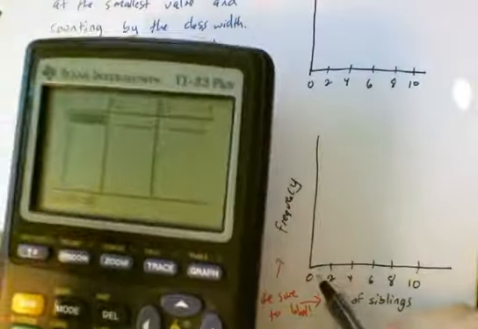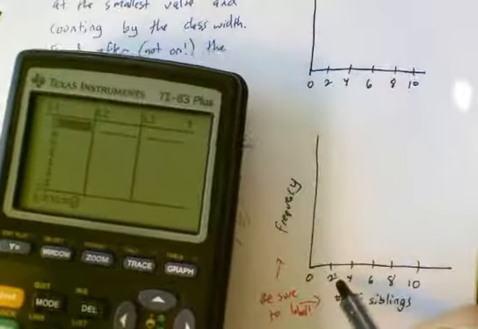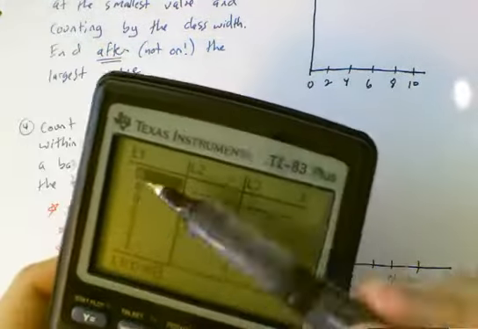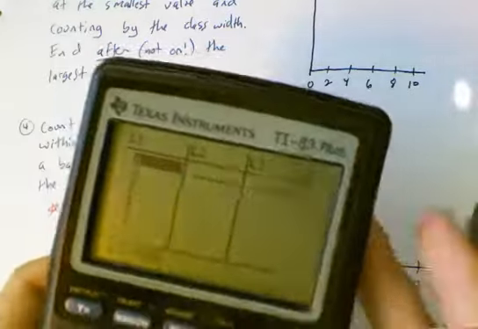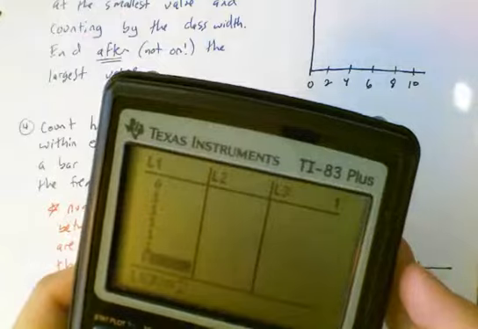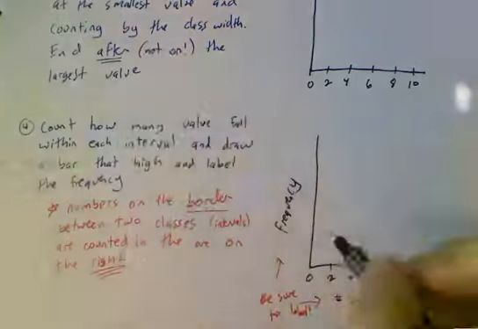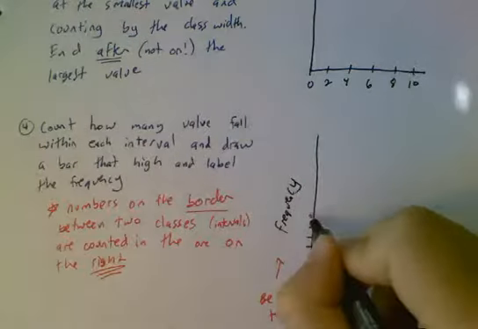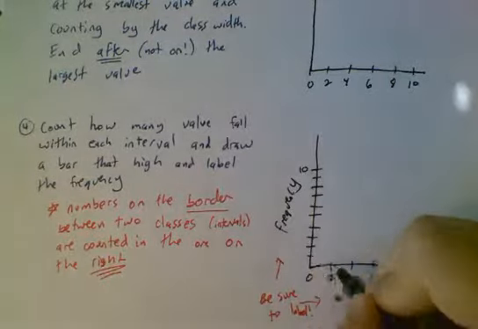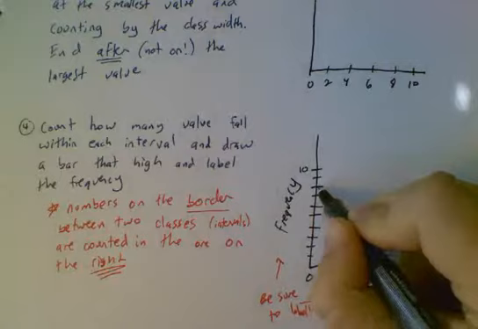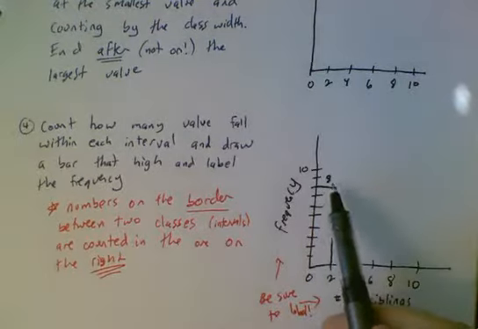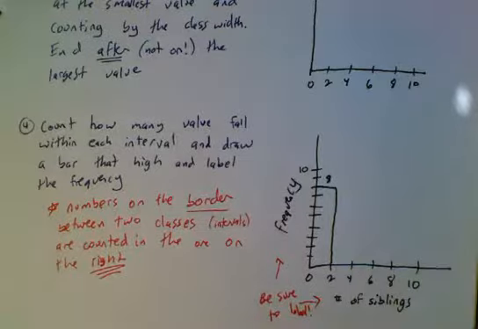we're just going to count how many numbers are between 0 and 2. We're not going to include 2. 2 is going to go to the right. So we're basically just going to count how many zeros and ones we have. So I go 1, 2, 3, 4, 5, 6, 7, 8, 8. And there's our bar, and I'm just going to label the actual frequency on there.